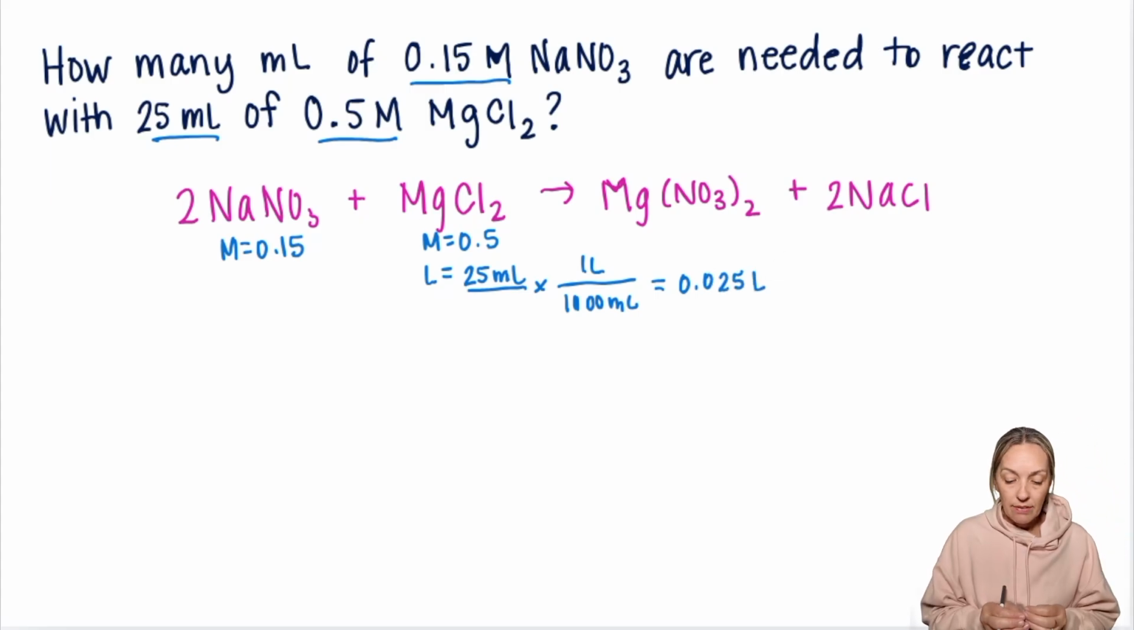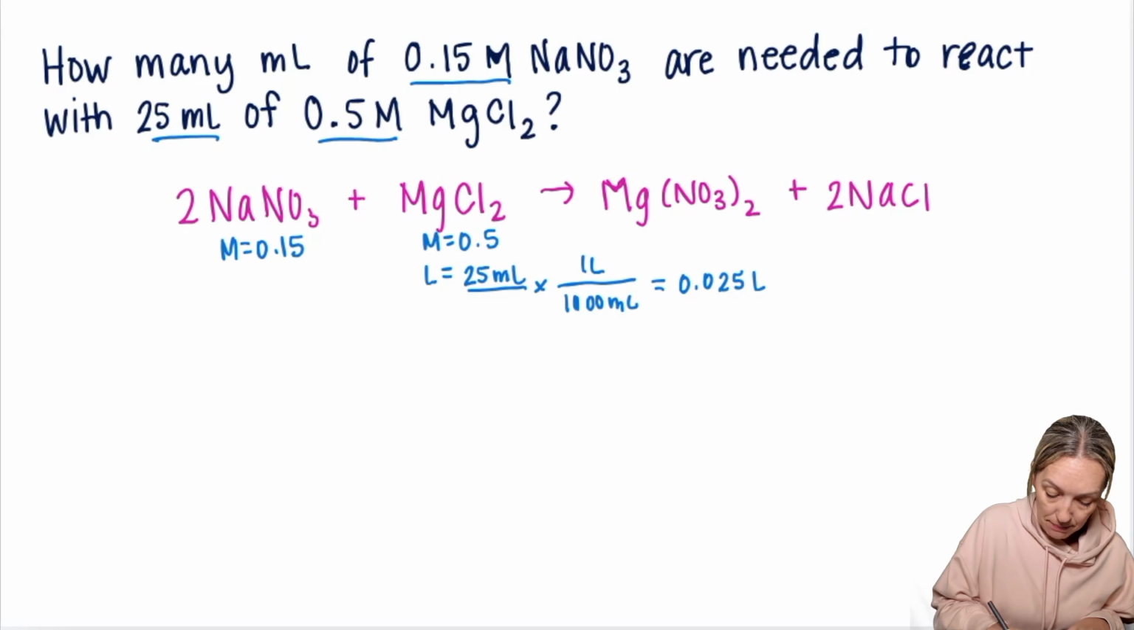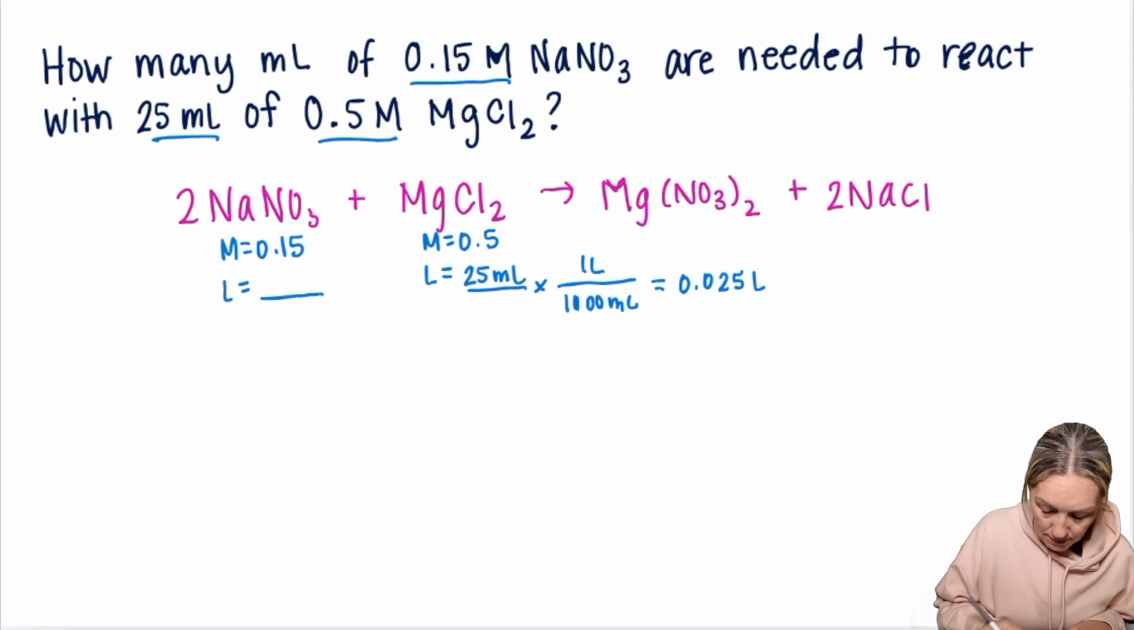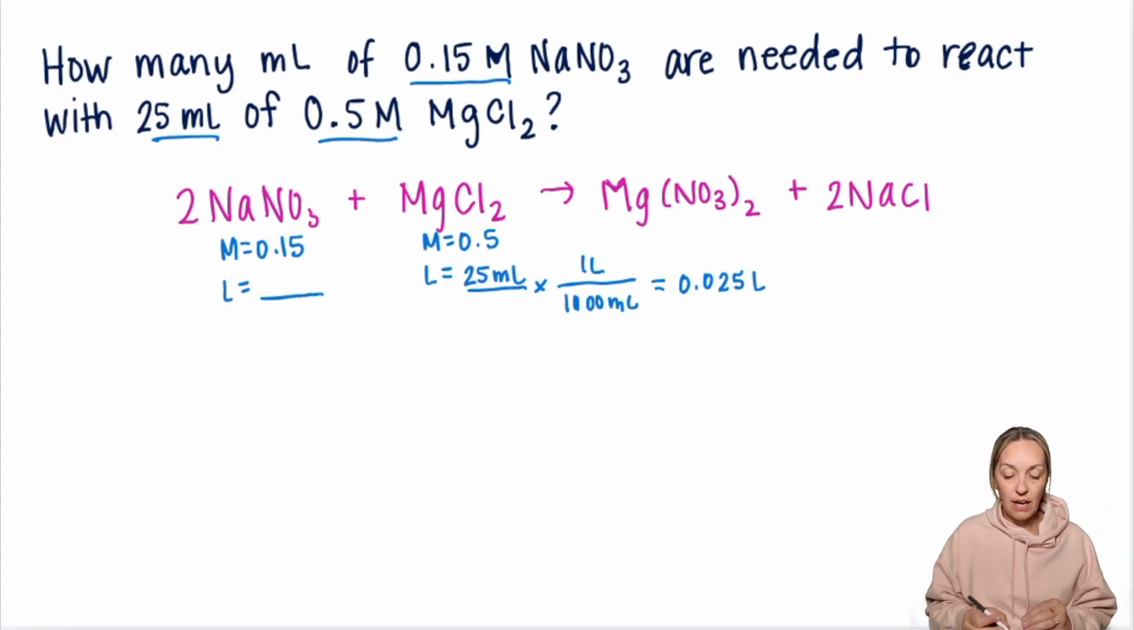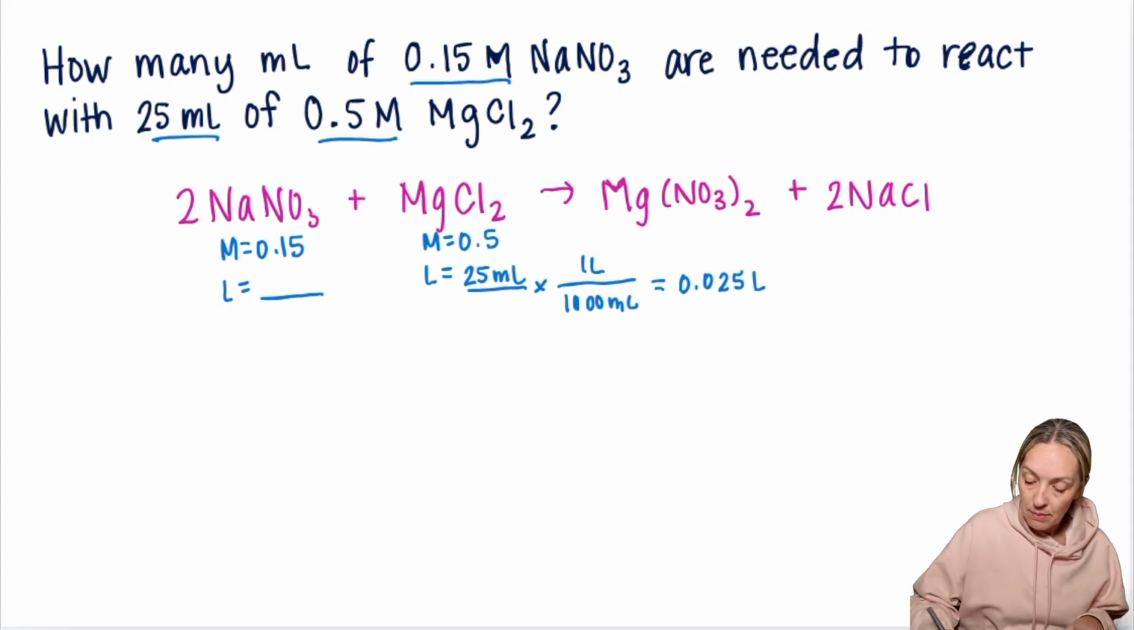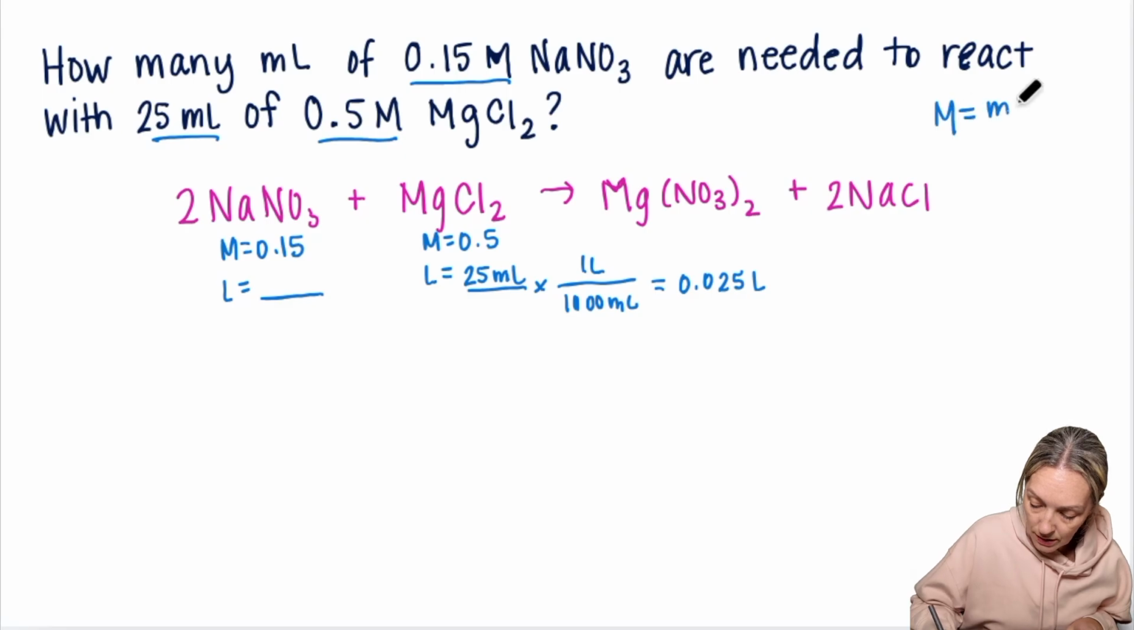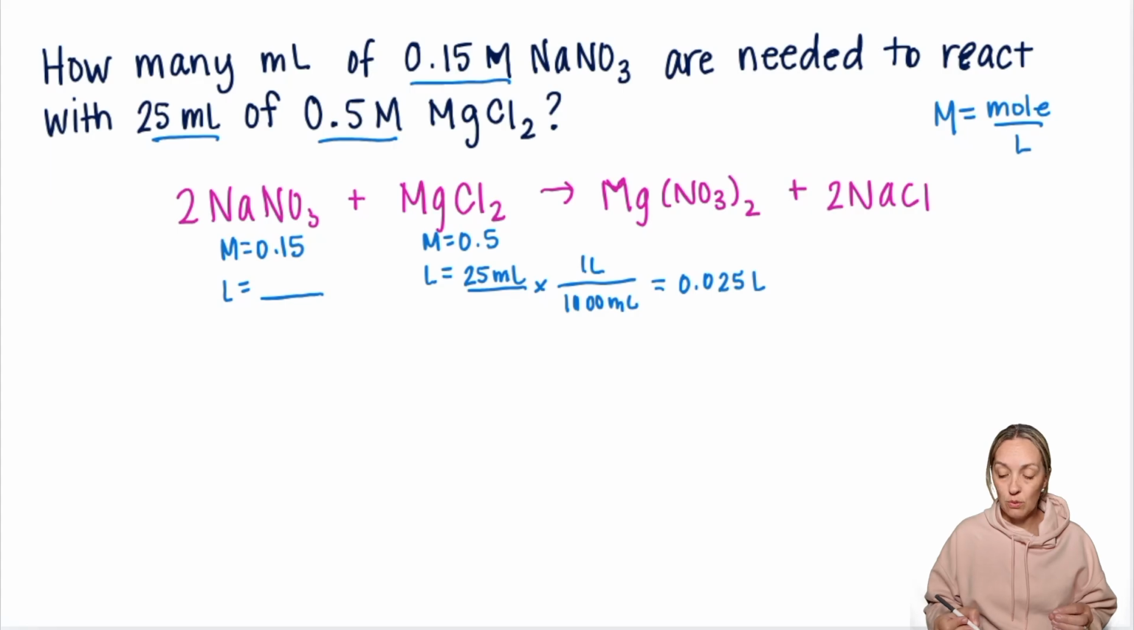As soon as I've identified all of my numbers, I need to figure out what is my end point. My end goal here is to get milliliters of NaNO3. Remember that liters will connect to milliliters, so if I can find liters, I can solve the problem. Looking at what I have, remember that I'm going to need to use my molarity equation, which is molarity equals moles over liters.